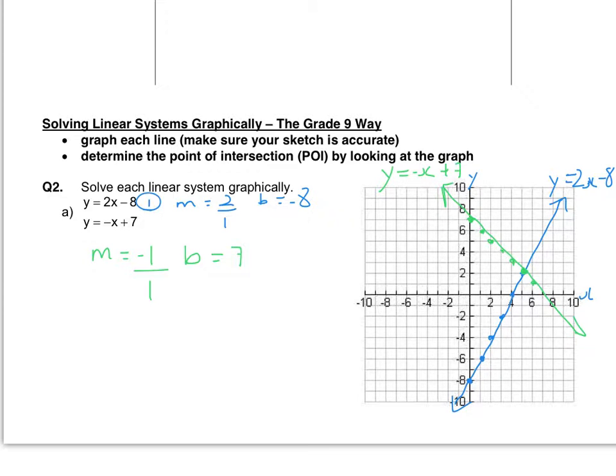So my intersection point, the point where these two lines cross, would be at the coordinate of 5. X comes before y, 5 comma, and the y is a 2. 5 comma 2. So therefore, the solution of this linear system is 5 comma 2.